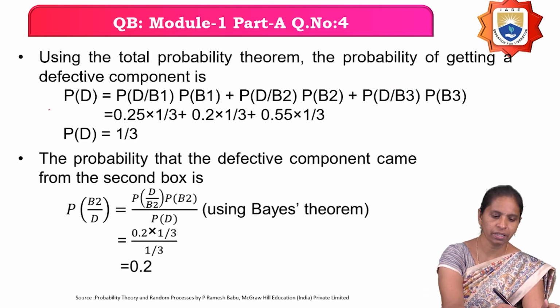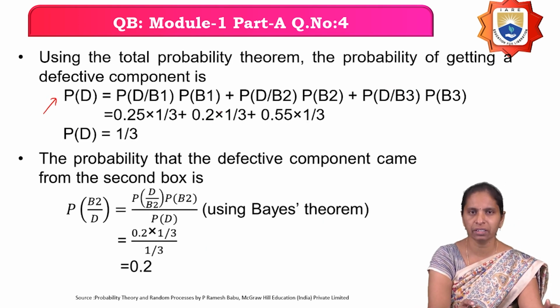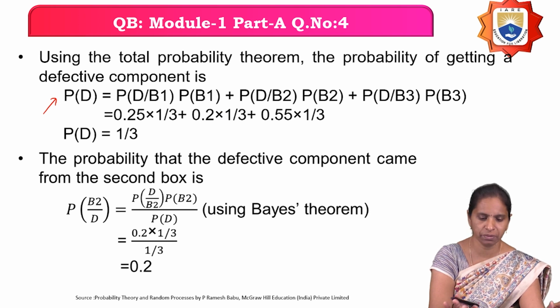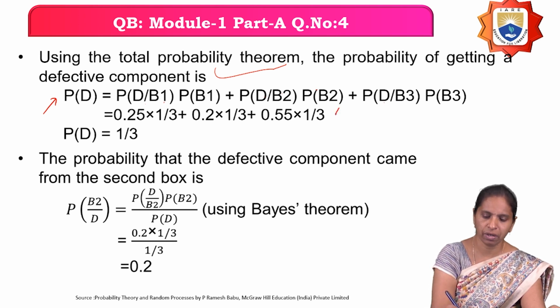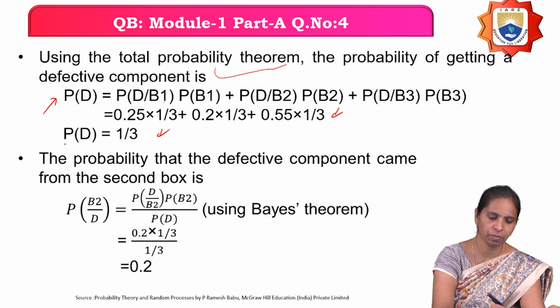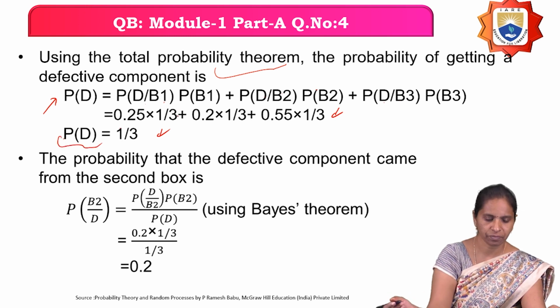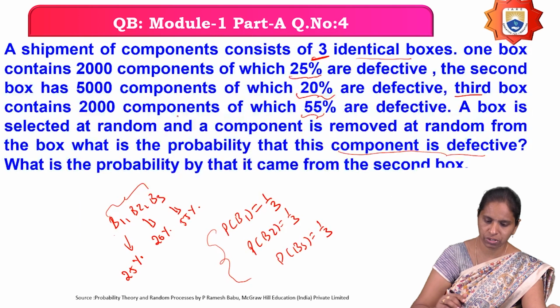Next, what do you have to calculate? You have to calculate the probability that the component is defective. In order to calculate that, you have to use the total probability theorem. Then what is the theorem? P of D equals P of D by B1 into P of B1 plus P of D by B2 into P of B2 plus P of D by B3 into P of B3. Substitute the values and then calculate. So what probability do we get? P of D, the defective item, equals 1 by 3. This is the first question, we are done.